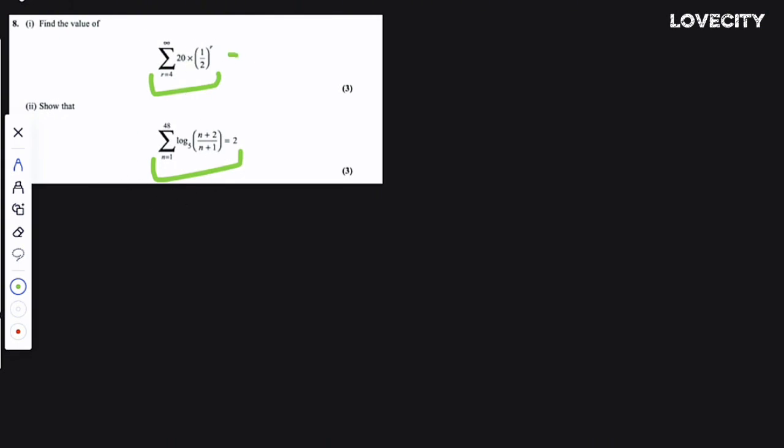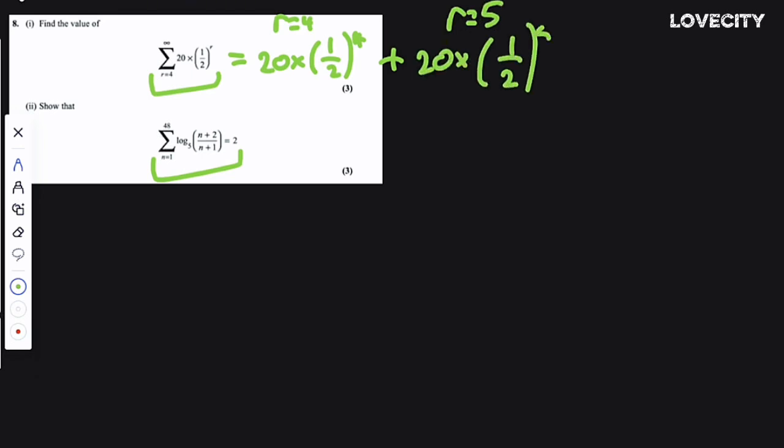So what I mean by this, we're going to write out when r equals 4. So we're going to have 20 times a half to the power of 4, plus, then when r equals 5, 20 times a half to the power of 5. And what you're seeing is each time we're multiplying by a half. So it's like we've got a geometric series where this is a, our first term, and r is equal to a half. A bit confusing, they've used r in this term, but when I'm talking about r here, I mean the common ratio of a geometric series.